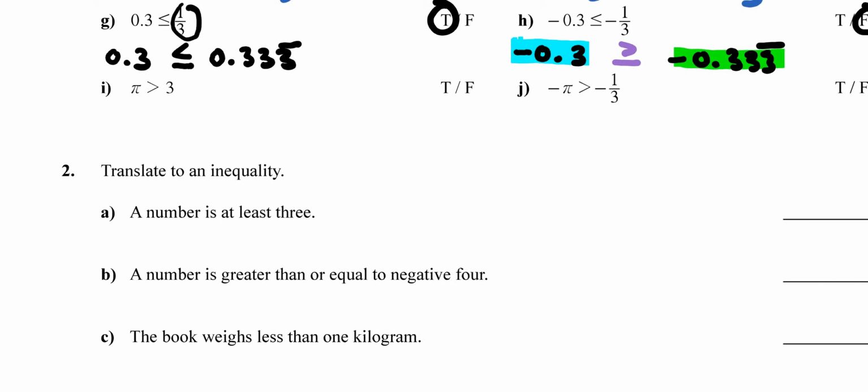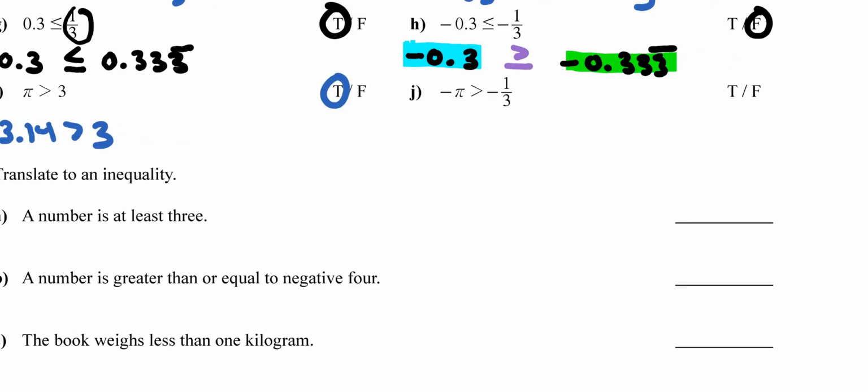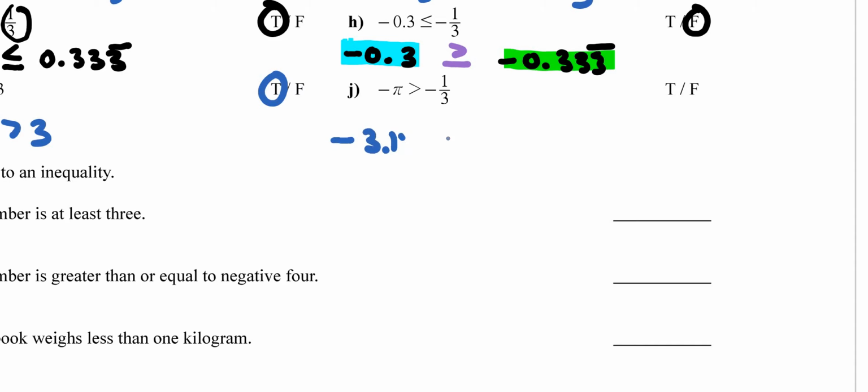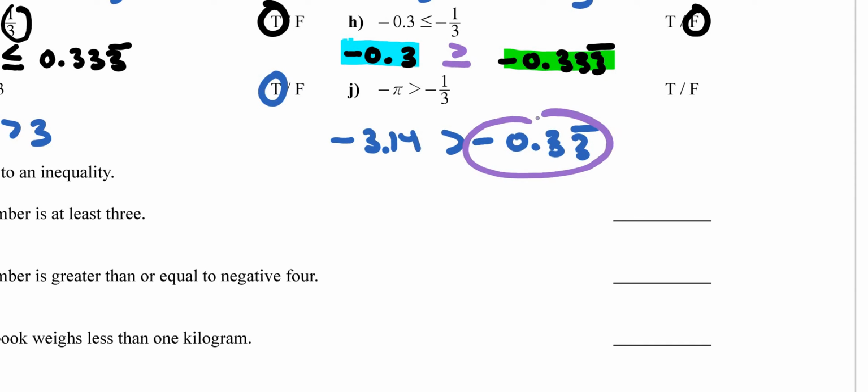And for the last two, we're just comparing numbers here. So pi, which is about 3.14, is that greater than 3? That's definitely true. Is negative 3.14 greater than negative 0.333 repeating? That one's false because negative 0.33 repeating is actually bigger than negative pi. So the correct statement here would be this. So this statement here has to be false.